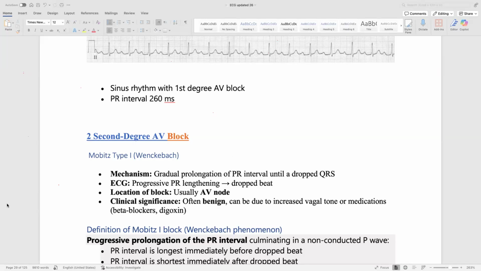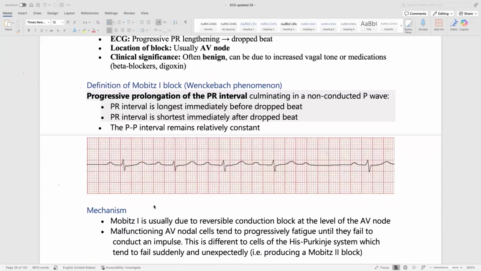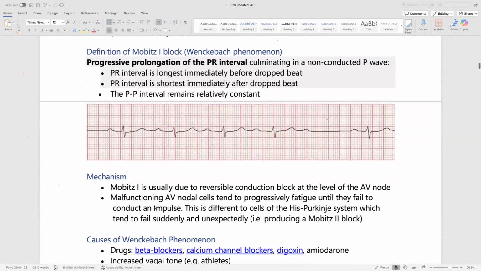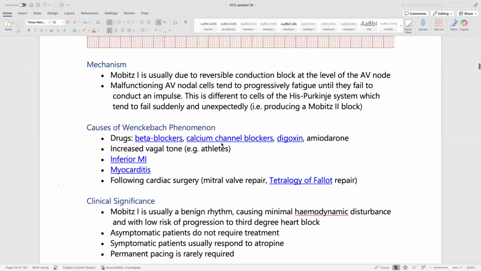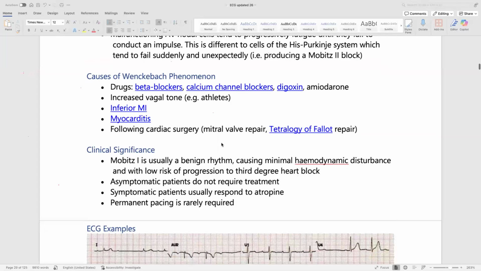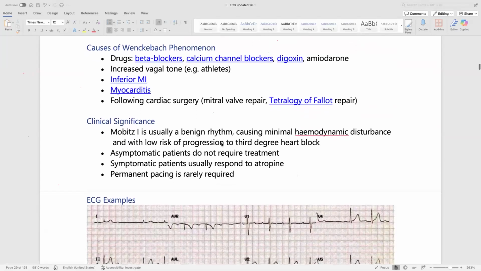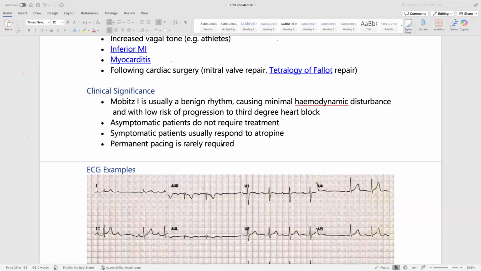Type 2, Mobitz type 2. In Mobitz type 2, there is no progressive prolongation. Not this one; this one is the Wenckebach. Any treatment for Wenckebach? It is mostly benign, but it could be due to medication. Could be, of course, due to MI or myocarditis. In a hemodynamically stable patient, Wenckebach needs no treatment.